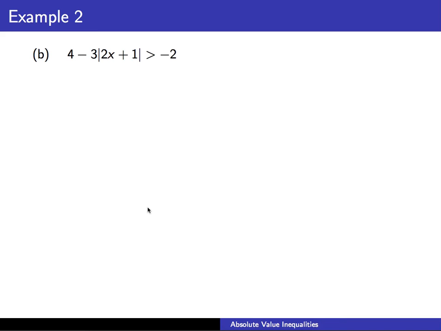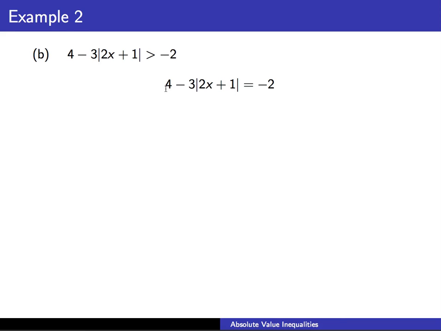So just as a way, you can also use that to help you out, especially when checking your answers. So part B, we have 4 minus 3 times the absolute value of 2x plus 1 is greater than negative 2. Well, first let's make it equal to negative 2, and we'll solve it from here.